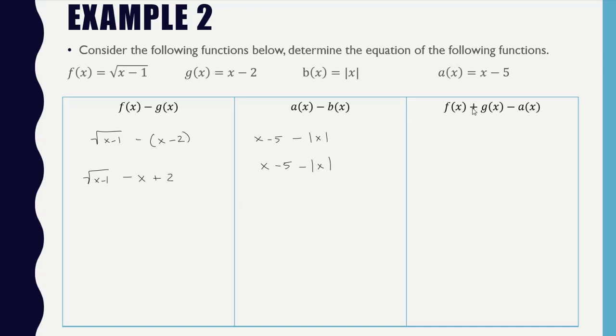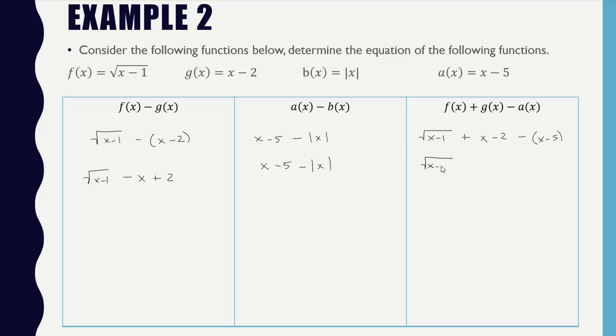And then for our last one, here we have an addition and a subtraction. So we have square root of x minus 1 is f of x plus g of x. Now we don't need brackets because it's an addition. And then minus a, which is our x minus 5. So we do need brackets here.